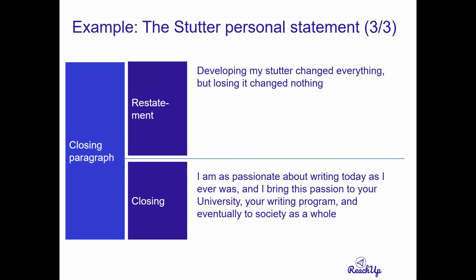In the closing paragraph, the applicant just restates and says that developing the stutter changed everything, but losing it changed nothing. Meaning that because he developed his stutter, he fell in love with writing. But once he overcame the stutter, he was still in love with writing. And then he closes off the entire personal statement by saying, "I'm as passionate about writing today as I ever was. And I bring this passion to your university, your writing program, and eventually to society as a whole." So it's kind of a forward-looking statement.